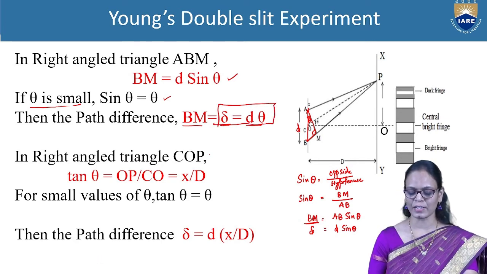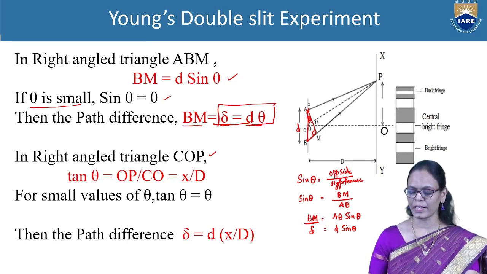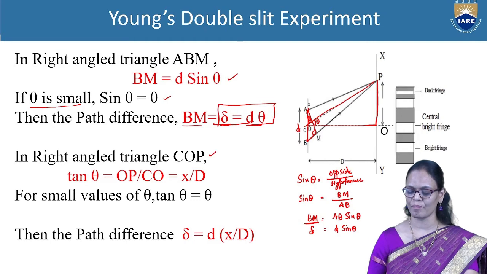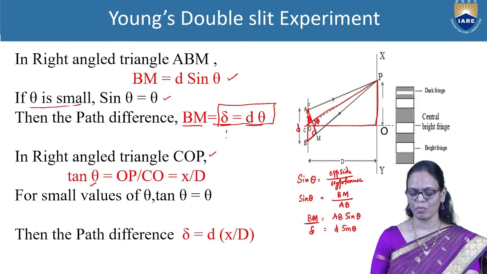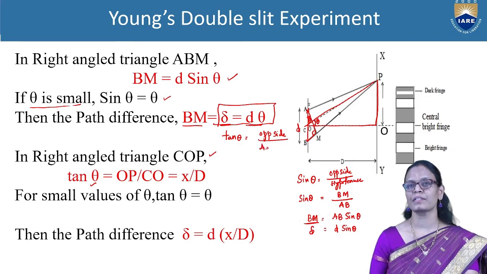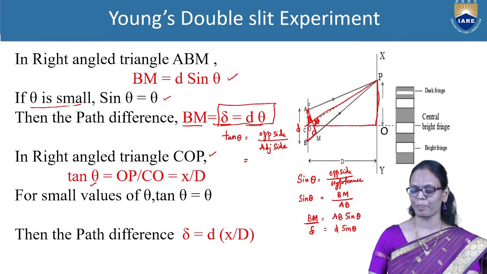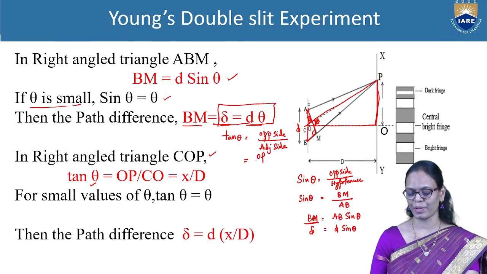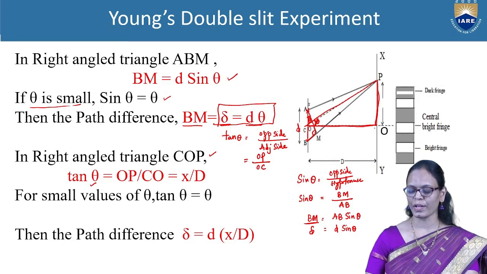Now we'll consider the right angle triangle COP. This is the right angle triangle, and this is angle theta. Now consider tan theta. What is tan theta? Opposite side upon adjacent side. So what is the side opposite to this angle theta? It is OP. What is the adjacent side? OC.